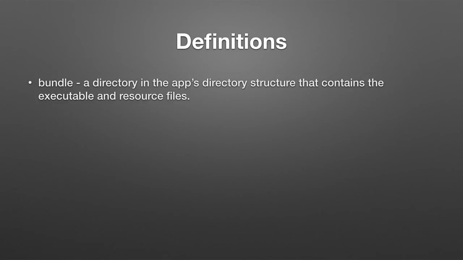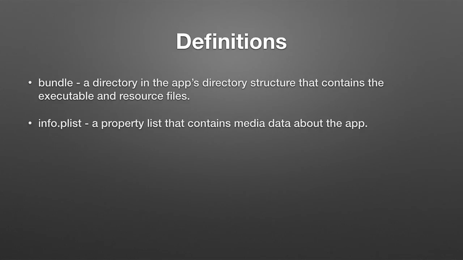A bundle. A bundle is a directory in the app's directory structure. It contains the executable and resource files, such as images and audio files. Now, previously, we talked about the sandboxed directory structure. This is a directory within that contains these items.